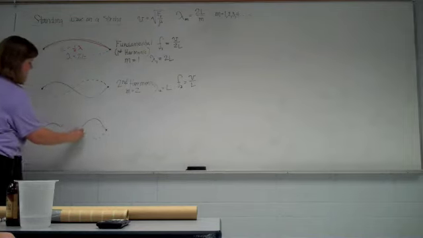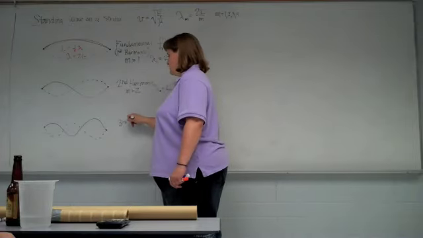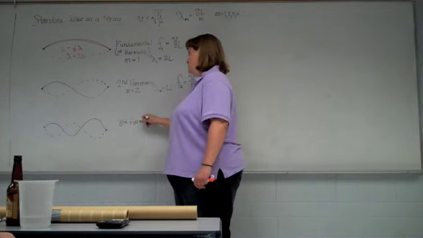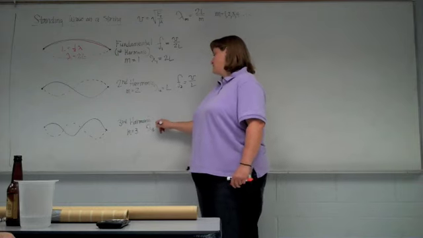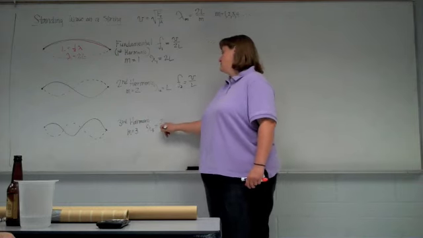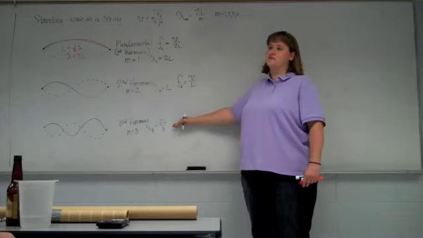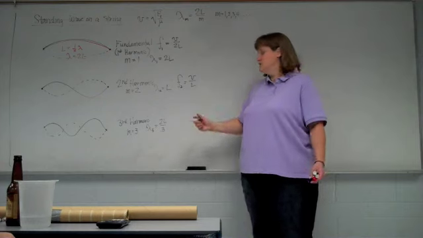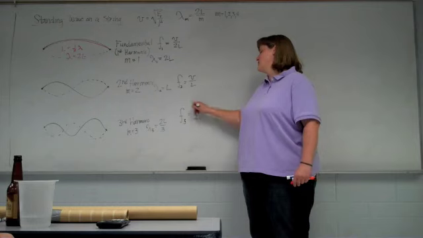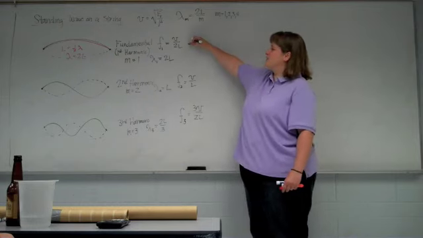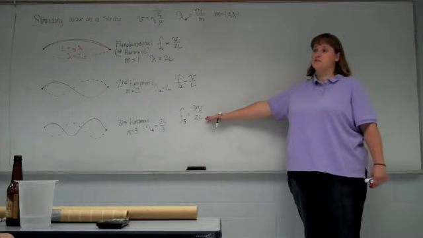The next pattern ends in another antinode. This would be the third harmonic. So m equals 3, which means wavelength is 2L over 3. So the wavelength compared to the fundamental is 1/3 of the fundamental. So the frequency should triple. The frequency will be the speed over the wavelength, which is 2L over 3. If you compare the fundamental frequency to this F3 frequency, this is 3 times bigger.